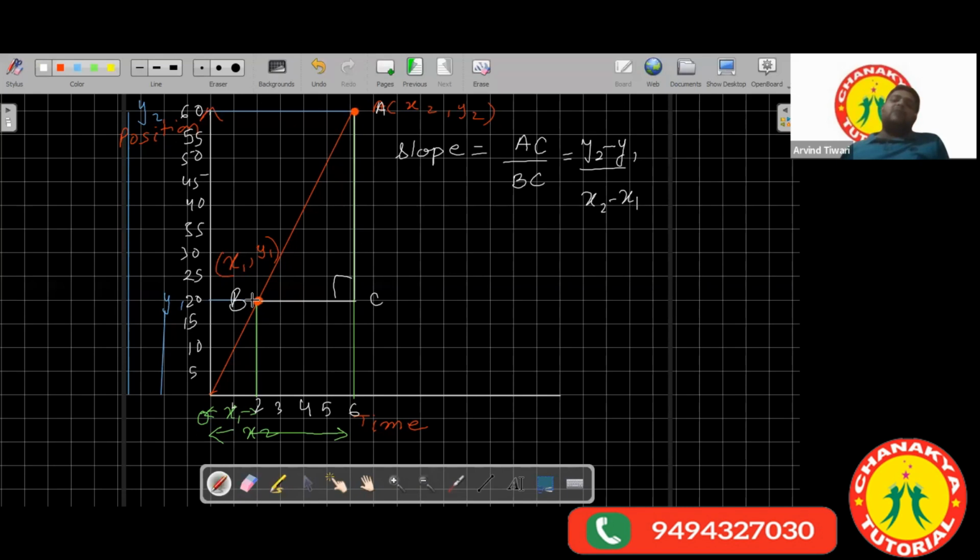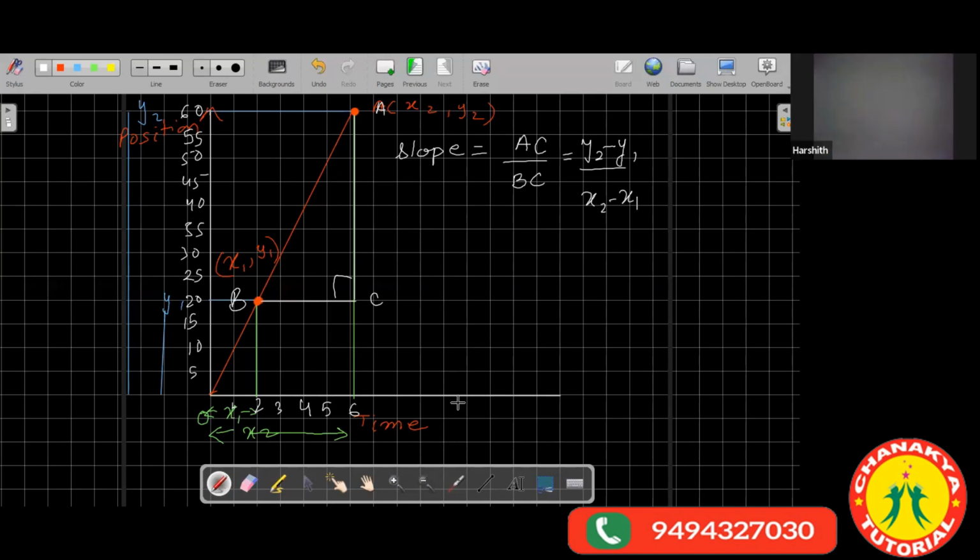So can you tell me what will be the initial position from this graph? Harshit, Sampath, Pranav, anyone? Can anyone tell what will be the initial position as represented by the graph?